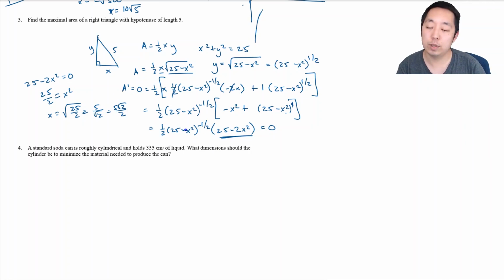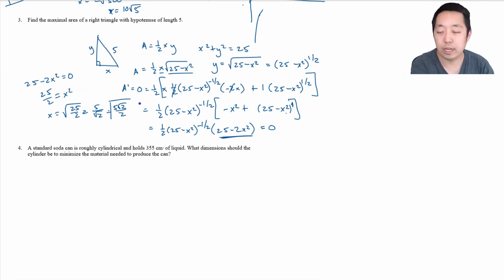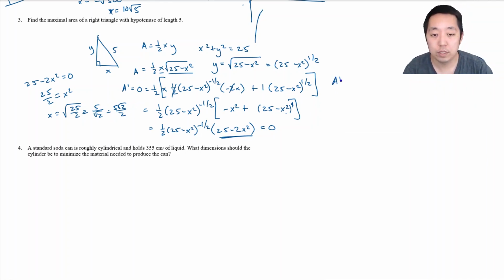Now I have to determine whether or not this is a maximum or minimum. Physically speaking, this is going to be a maximum because the minimum area, like if I made x really like 0, the area would be 0. So you could think intuitively that this is going to be the area. But let's just confirm that it is by looking at the first derivative. And I'm going to do the first derivative because the second derivative is kind of annoying, so I don't really want to do that.